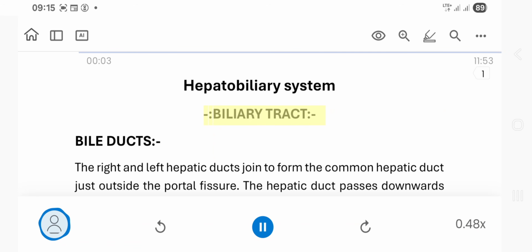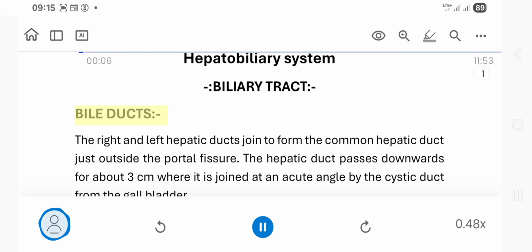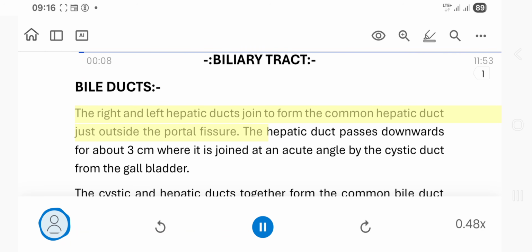Biliary tract, bile ducts. The right and left hepatic ducts join to form the common hepatic duct just outside the portal fissure.